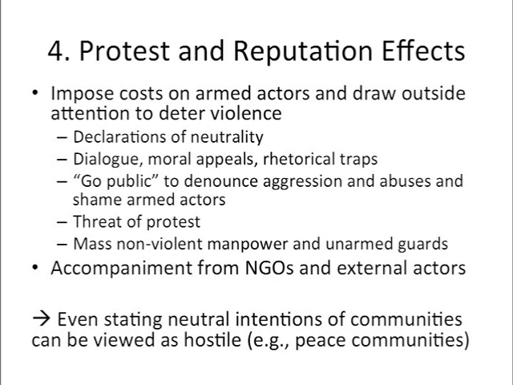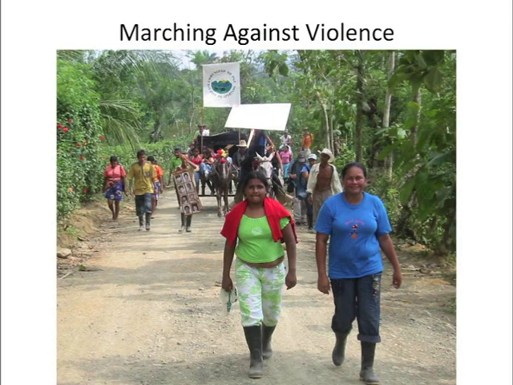Another way that protest is used is to draw outside accompaniment from NGOs and from external actors. The thinking is that if there are external actors, they can increase the costs and increase the spotlight on armed actors if they use violence. So one note about these protest effects is that even stating neutral intentions of communities can be viewed as hostile. This can be an effective strategy, but sometimes it is a last resort strategy because it can entail some risks. And here's just a case of marching against violence in Colombia.